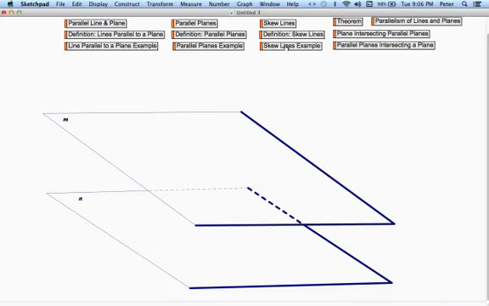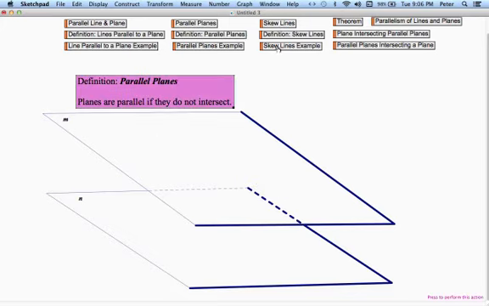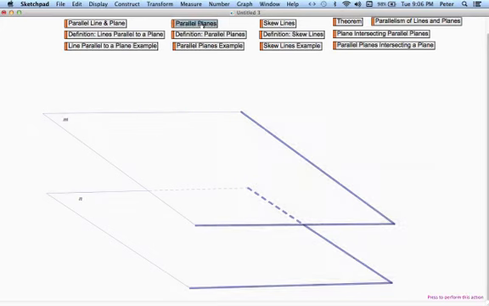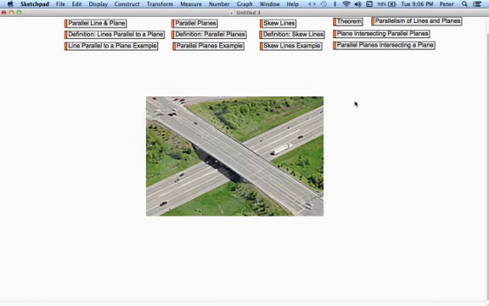Let's take a look at an example of what skew lines might look like in real life. These intersecting highways are an example of skew lines. The overpass and the highway below it won't intersect. Even though they do cross each other, they do so on different planes. So we say that the two lines, or the two roads, could be considered examples of skew lines.